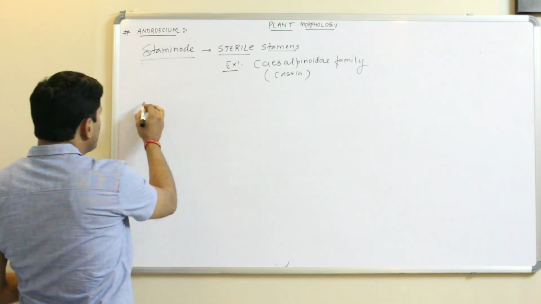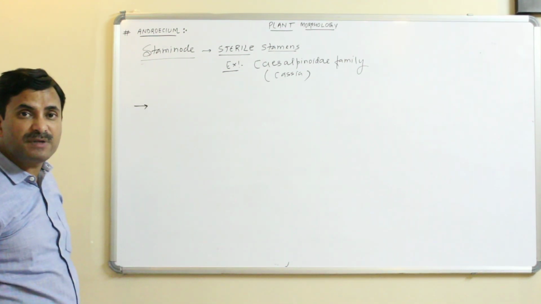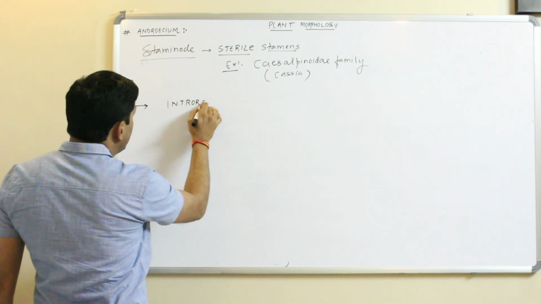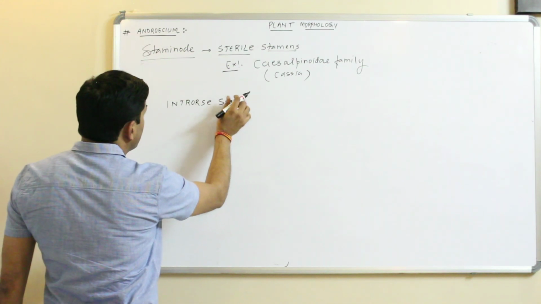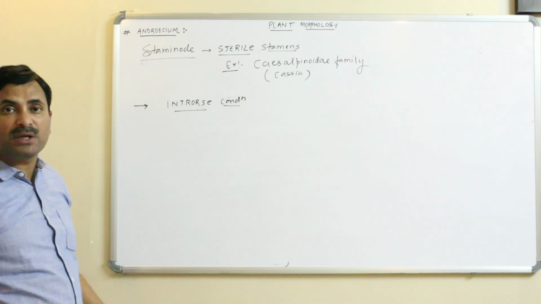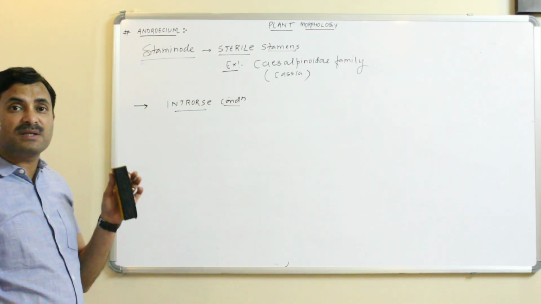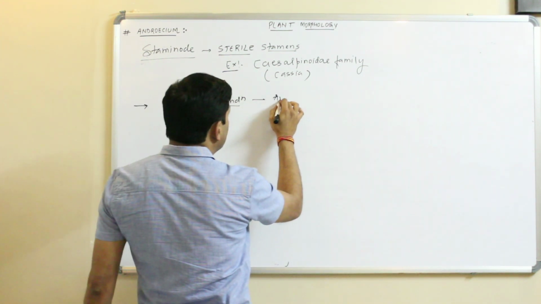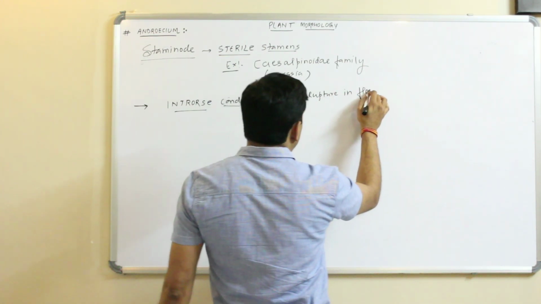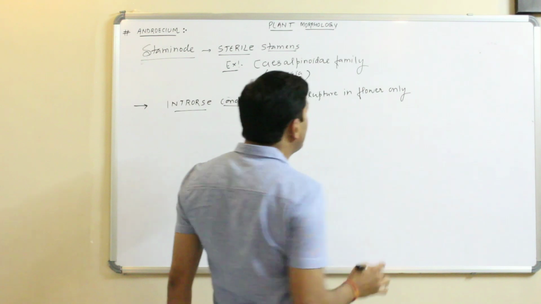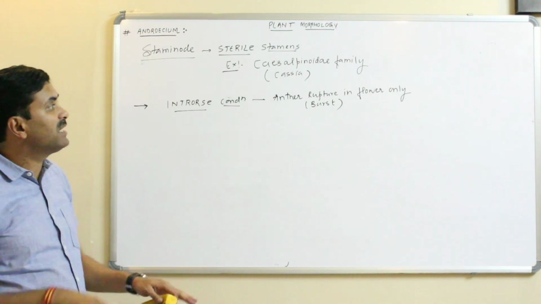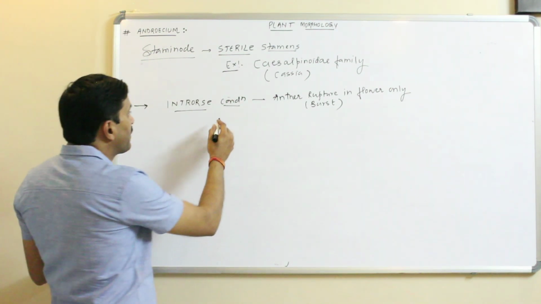Fine. Now, few more terms which are associated with the stamens are introrse. Introrse stamens. What do you mean by the introrse condition? What is the introrse condition? Introrse condition is what? The anthers rupture in flower only. Anther rupture in flower only means the anther will not burst outside the flower, it will burst inside the flower only. Anther rupture in flower only, right?